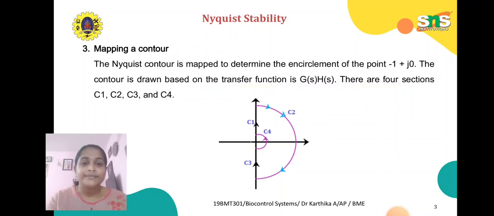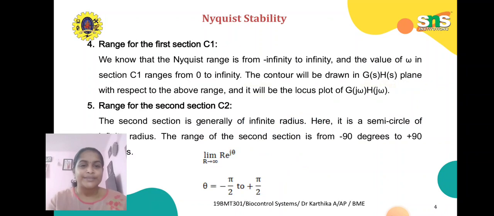Here the contour is drawn based on the transfer function G(s)H(s). Here there are 4 sections, C1, C2, C3 and C4. See here, C1 is on the upper side, the next contour is C2, and in the clockwise direction we have C3, and the inner contour is C4. See here, we have 4 sections C1, C2, C3 and C4, which are used for mapping a contour in Nyquist stability. Now the range for the first section C1.